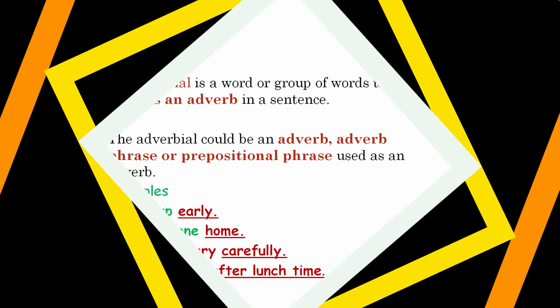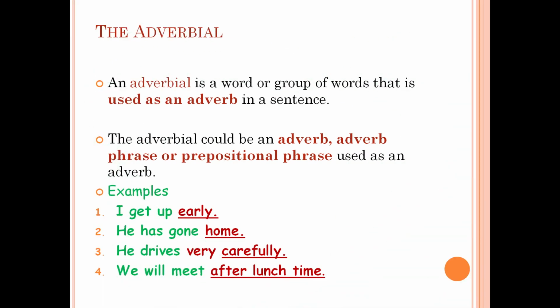The fifth and last element of a sentence is the adverbial. An adverbial is a word or group of words that is used as an adverb in a sentence. The adverbial could be an adverb, adverb phrase, or prepositional phrase used as an adverb. Everything would be quite crystal clear when you look at these examples. The first example is I get up early. The word early is an adverb here that shows the time.